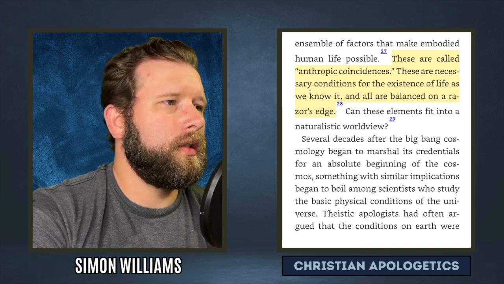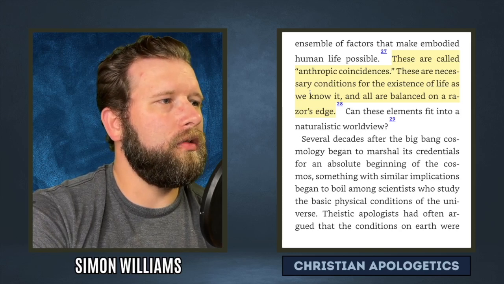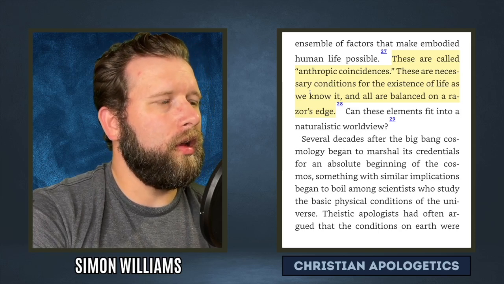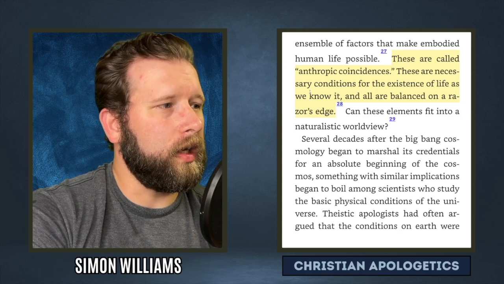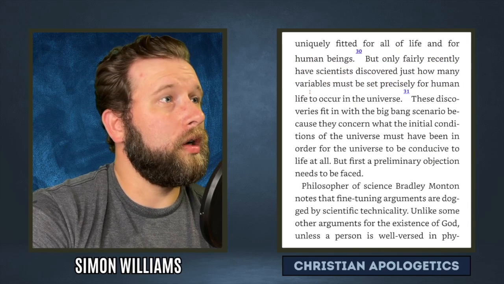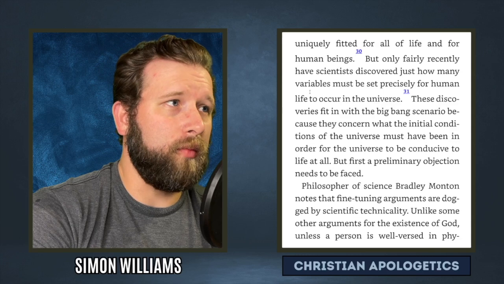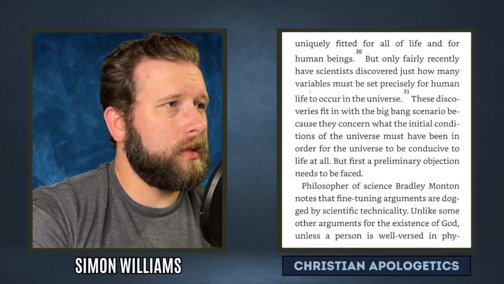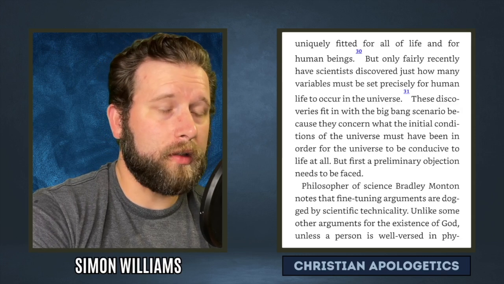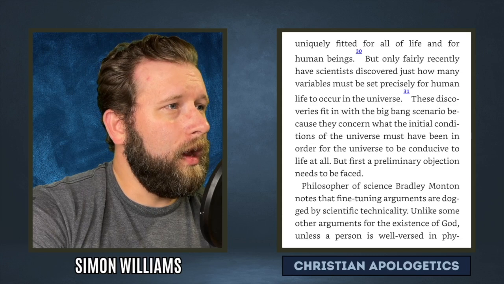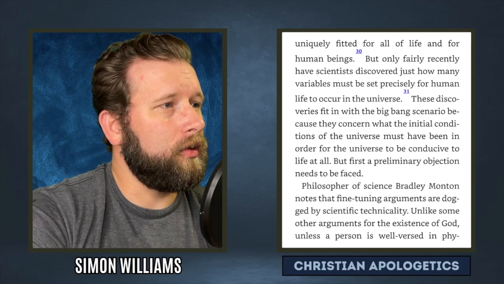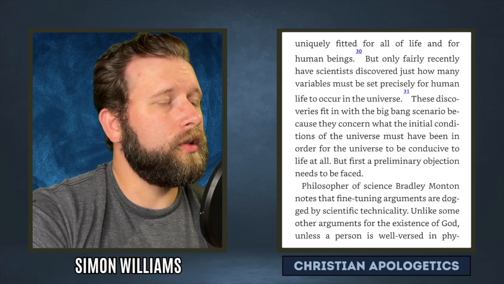Anyway, Groothuis continues, several decades after the Big Bang cosmology began to marshal its credentials for an absolute beginning of the cosmos, something with similar implications began to boil among scientists who study the basic physical conditions of the universe. Theistic apologists have often argued that the conditions on Earth were uniquely fitted for all of life and for human beings. But only fairly recently have scientists discovered just how many variables must be set precisely for human life to occur in the universe. These discoveries fit in with the Big Bang scenario because they concern what the initial conditions of the universe must have been in order for the universe to be conducive to life at all.